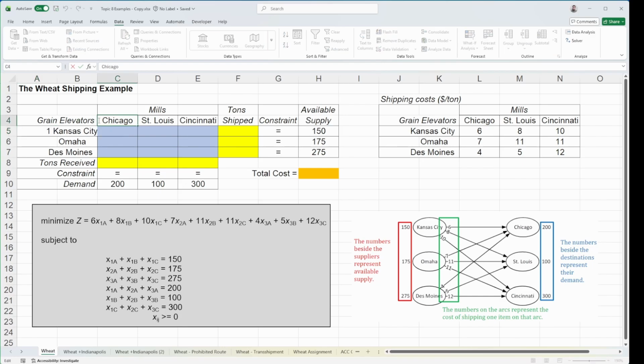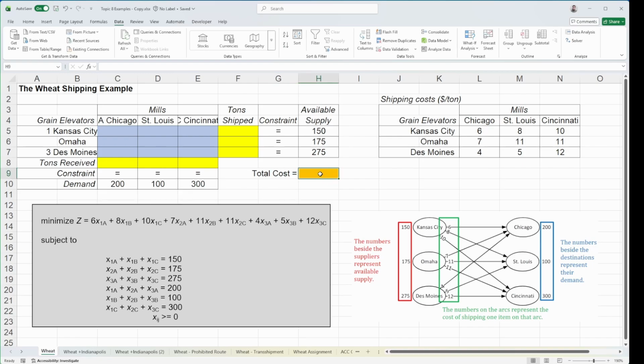Right? And Chicago has A as the ID. So this is X1A. This will be X3C, right? Because Des Moines has 3 as the ID and Cincinnati is C. So this is X3C. Similarly, we can see that all the blue cells are a direct representation or implementation of the 9 variables that we defined in the mathematical model.